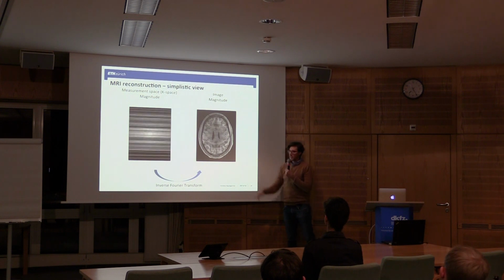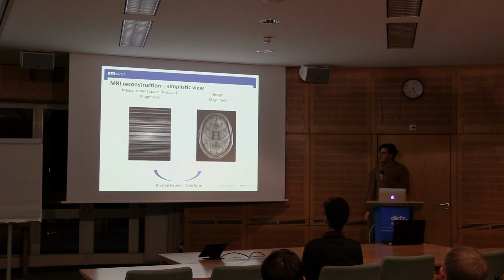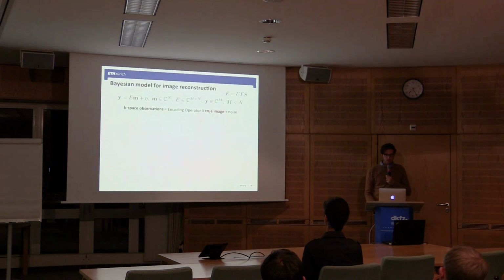However, if you do this naively, you of course get these aliasing artifacts that get more severe the more you undersample your K-space. So what we are interested in is acquiring an undersampled K-space, but then still be able to reconstruct the original image without these aliasing artifacts. And we decided to approach this problem from a Bayesian point of view.